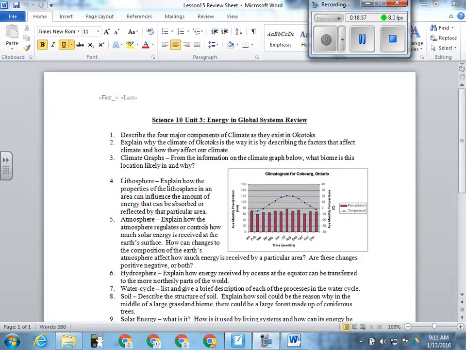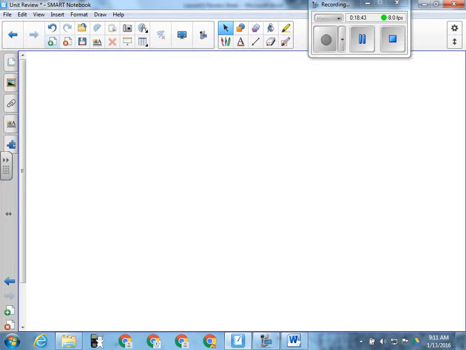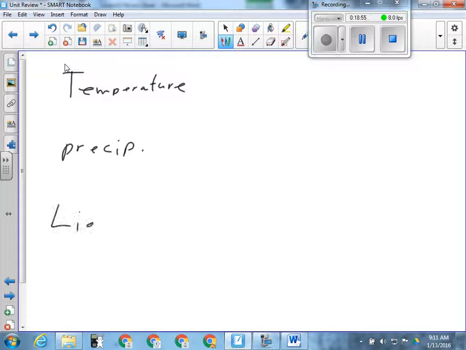Okay, so describe the four major components of climate as they exist in Okotoks. What I would do for that is list them first. I would say temperature, precipitation, light, winds. And then I would describe each one.